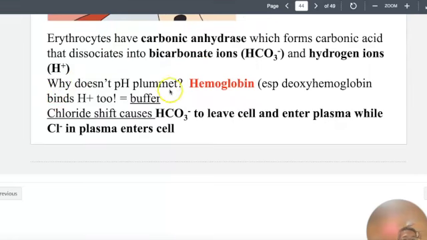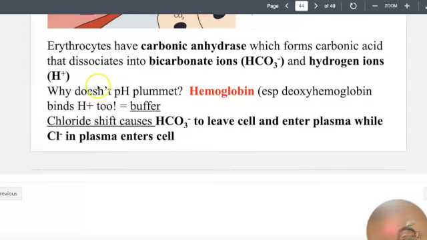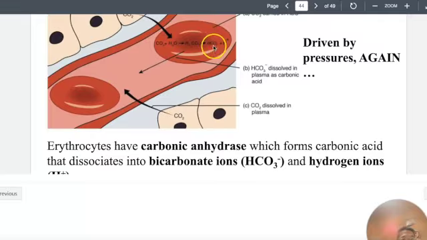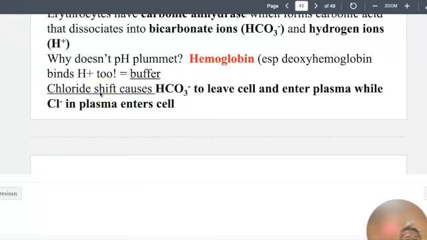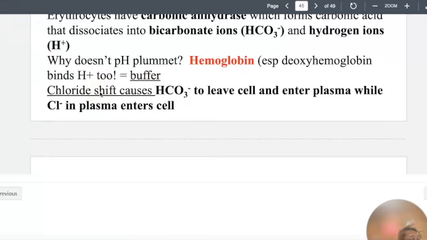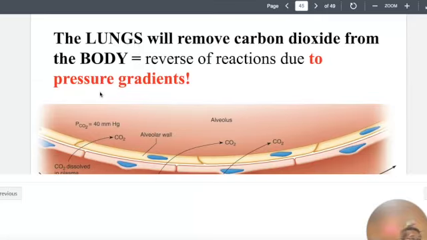Why does your pH plummet? Hemoglobin, the deoxyhemoglobin, will bind the H+. So the hemoglobin can act as a buffer, because otherwise it would become too acidic. Once it binds to the hydrogen ion, it acts as a buffer so that it does not become acidic. Chloride shift effect: HCO3 leaves the cell and enters the plasma, while the chloride in the plasma enters the cells. And we're going to see a little video on that as well.